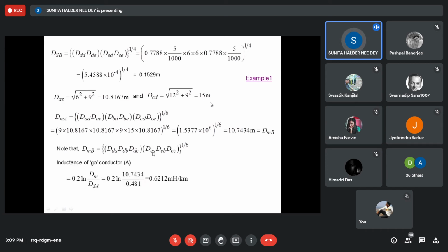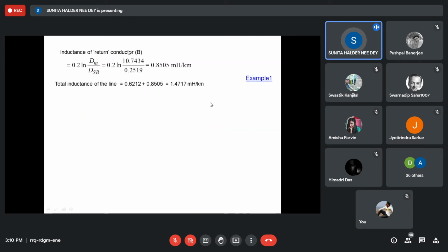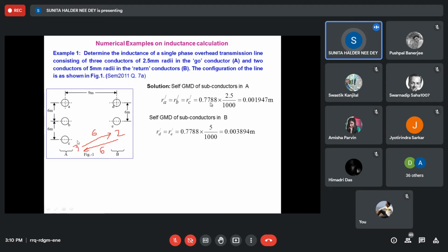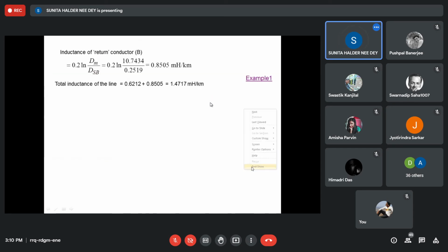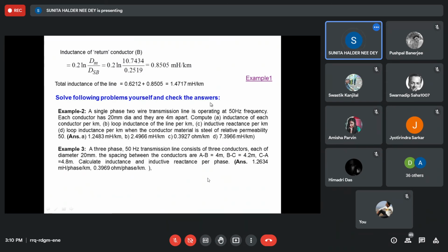What I have discussed here: inductance for the go conductor is 0.2 ln(Dm/Ds), which we can calculate. Similarly, the inductance for the return conductor is 0.2 ln(Dm/Ds). Now for a single phase two-wire line, this is the go path and this is the return path. So what will be the inductance of the path? This is the inductance of the forward path plus the inductance of the backward return path. In that way, the total inductance of the line is LA plus LB. So we can get this, right?